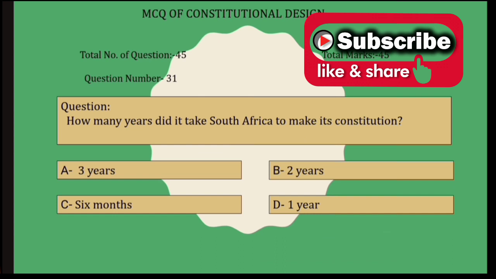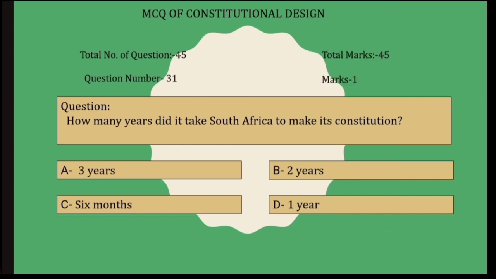Question 31. How many years did it take South Africa to make its constitution? Option A. 3 years. B. 2 years. C. 6 months. D. 1 year. Correct option is B. 2 years.